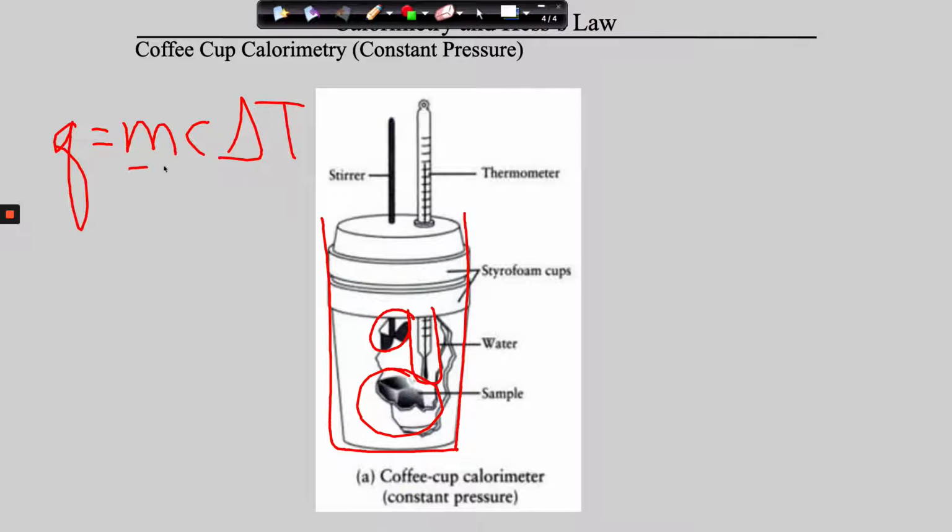And if we know the mass of the water, c is 4.18. If we know the temperature change of the water, we can figure out q, and we assume that the energy, let's say, gained by the water was lost by the reaction, and then we can figure out a ΔH. So one thing to point out, and then we're going to move forward.